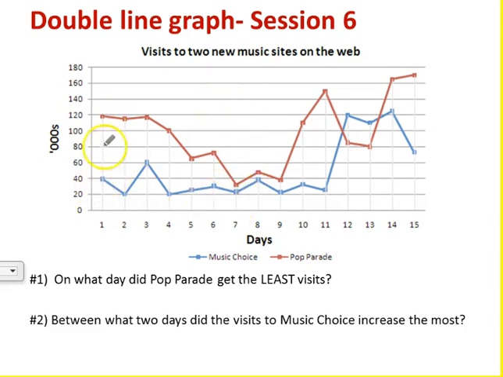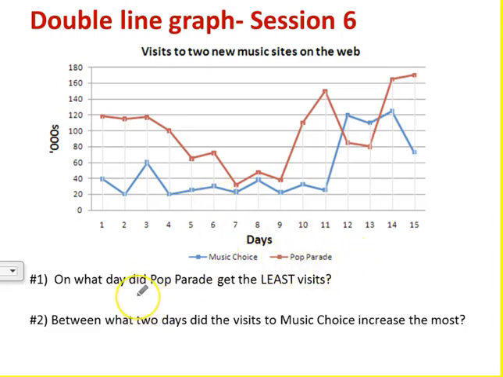So looking here again, we can say that on day 1, 40,000 people visited Music Choice and 120,000 people visited Pop Parade, and so forth. So it's pretty cool to have a double graph because you can compare 2 different things at once. So overall, can you see which website had more visits? Sure, right away it's pretty quick to see that the red line is typically above the blue line, except from days 12 to 13 here. But overall, more people are visiting Pop Parade.